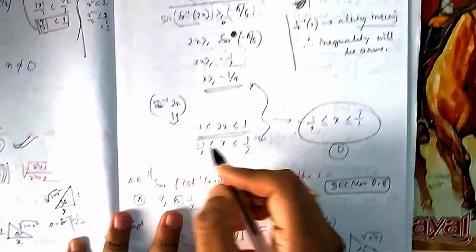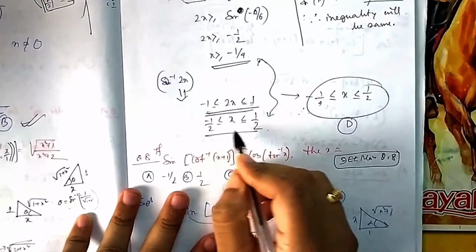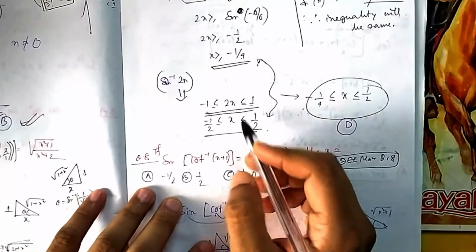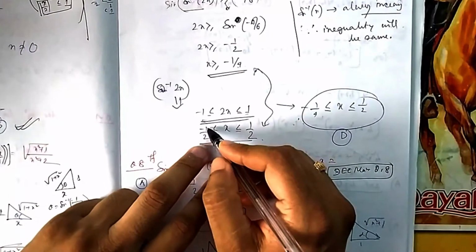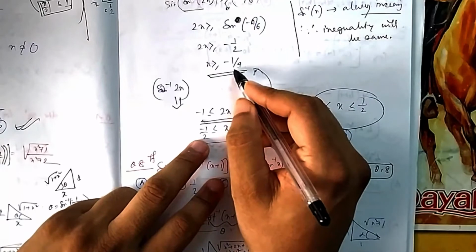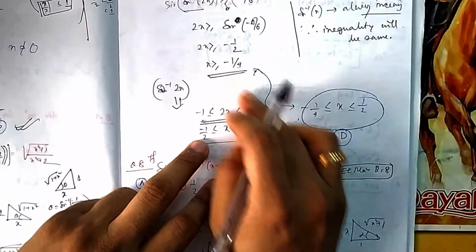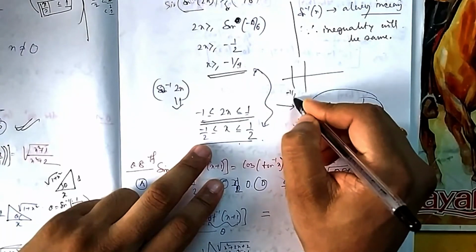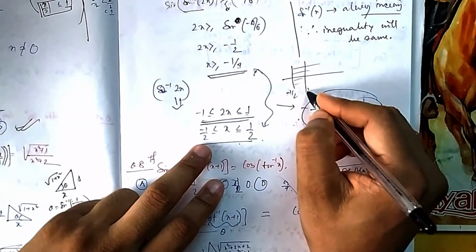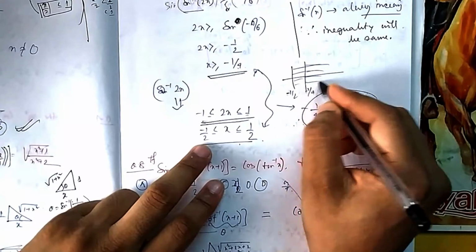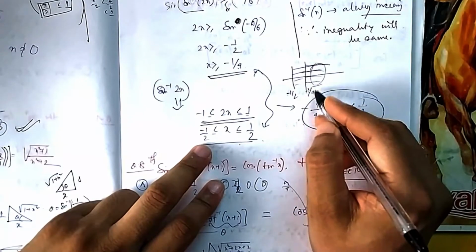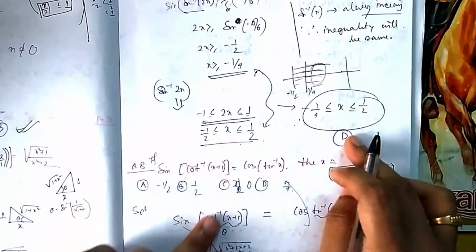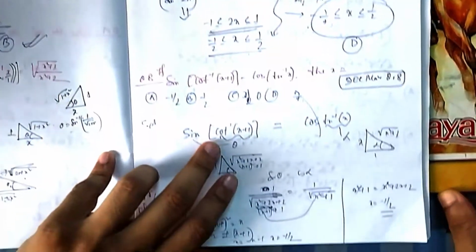This is one conclusion, and another one is that 2x should lie between minus 1 and 1, so x should lie between minus 0.5 and 0.5. One is saying it should be greater than minus 0.25, and the other gives an upper limit of 0.5. So which one satisfies both? It should be from minus 1/4, and the upper limit is half. It cannot go beyond half. So that's why it is option D.